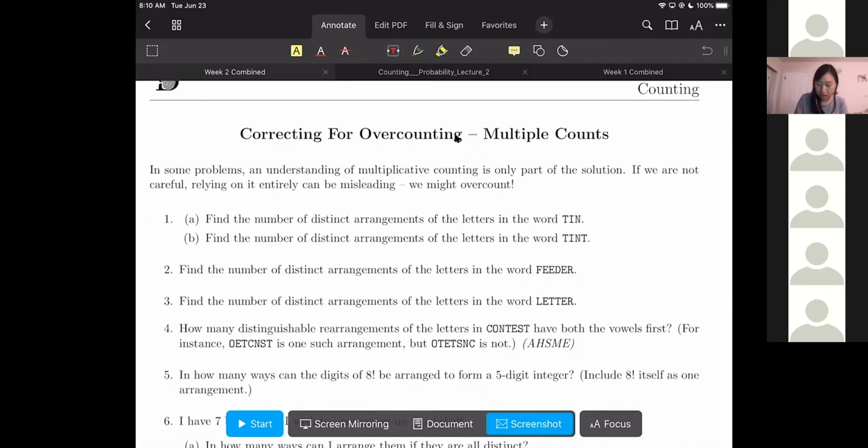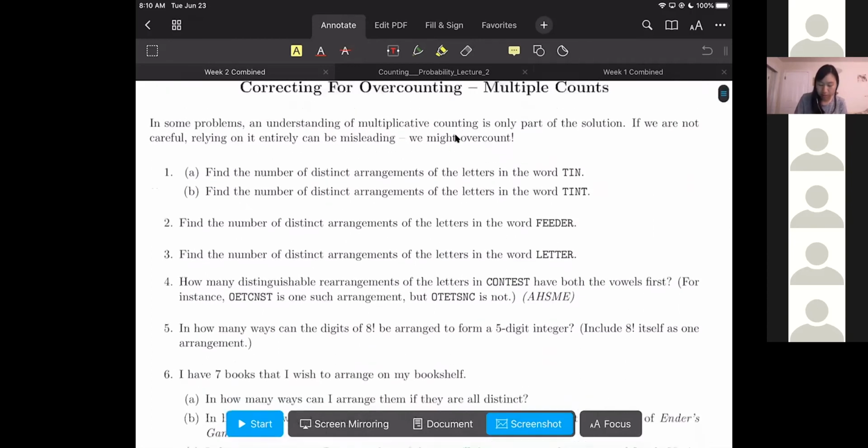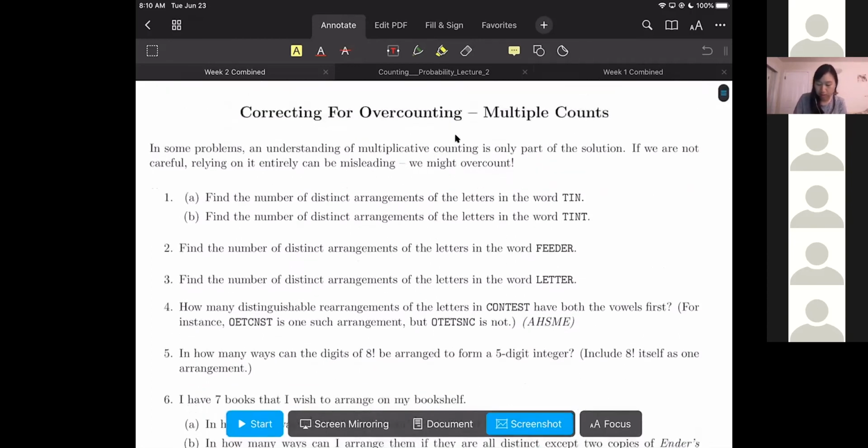Here, I actually think I will have more space if I go to the other one. Sorry about this.